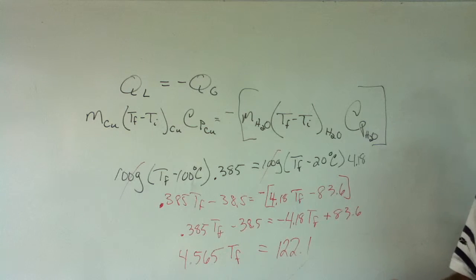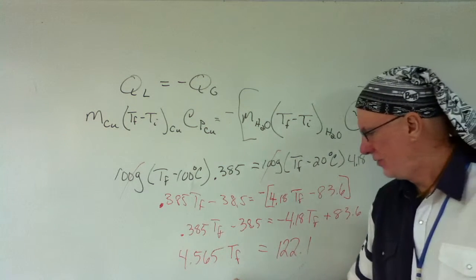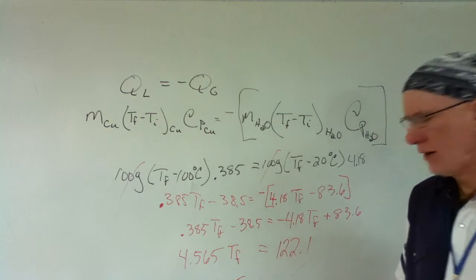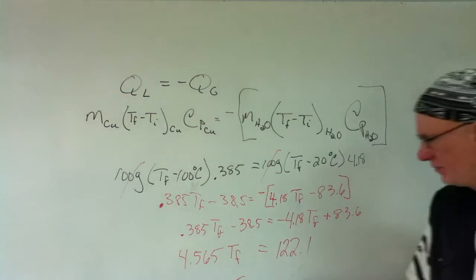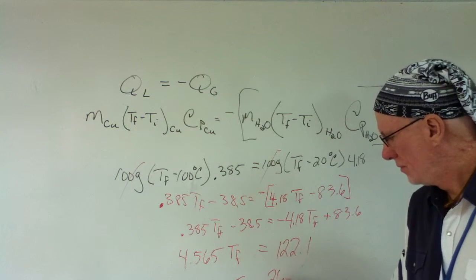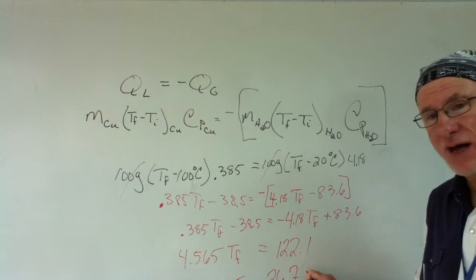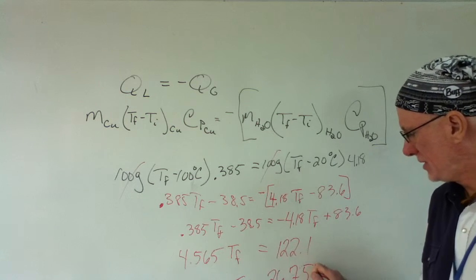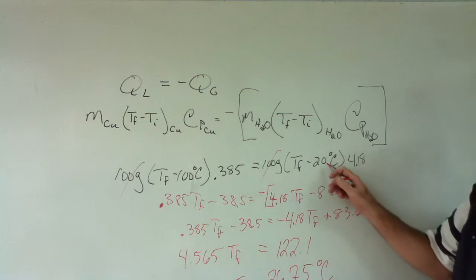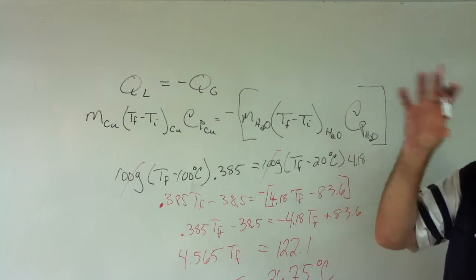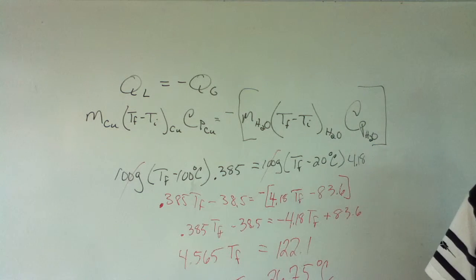You okay? Okay. So now divide through by 4.565, and you get what? 26.7. What is it? 26.75? Okay, that's a little crazy with the significant figures. IB would call you out because you only have one significant figure here. But don't worry about it. I don't care. All right, so 26.75, right?